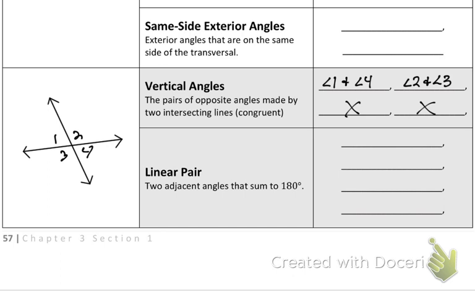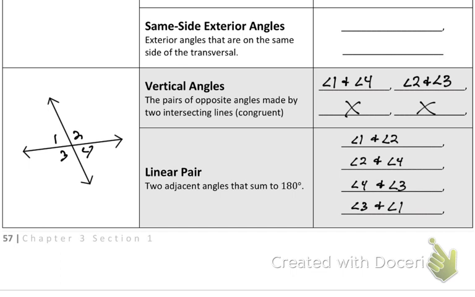Examples of linear pairs include angle 1 and angle 2, angle 2 and angle 4, angle 4 and angle 3, and finally, angle 3 and angle 1. Basically, if you're going straight across, straight down, straight left, right, you are making a straight line that equals 180 degrees. So 2 and 4, they make this straight line. 1 and 2, they make this straight line. 1 and 3, they make this straight line. So every one of these pairs, if I added it up, would equal 180 degrees.